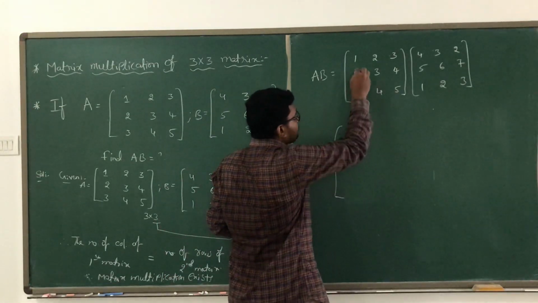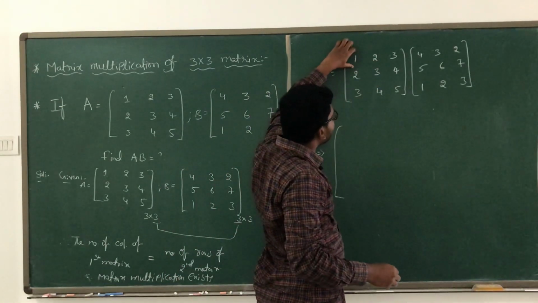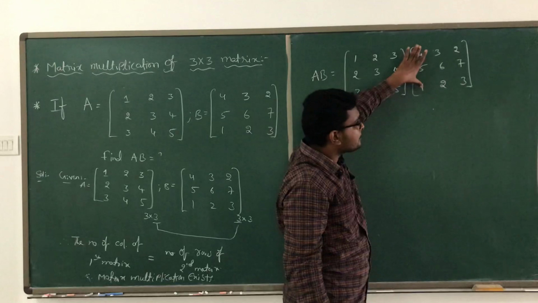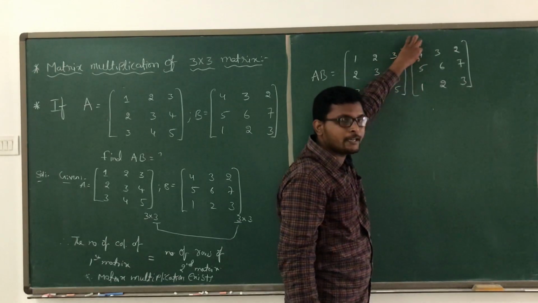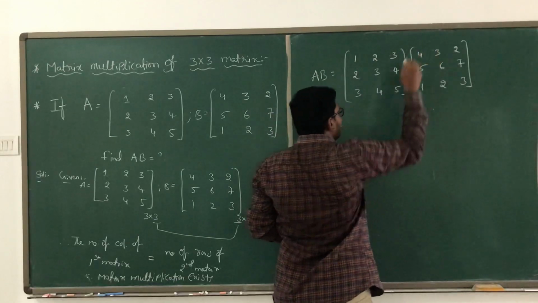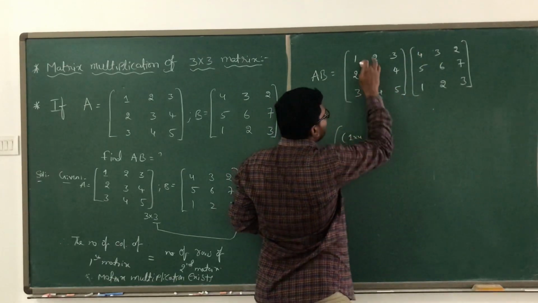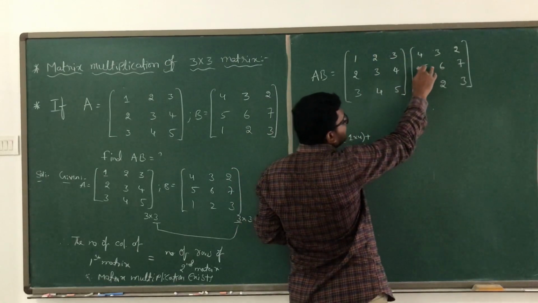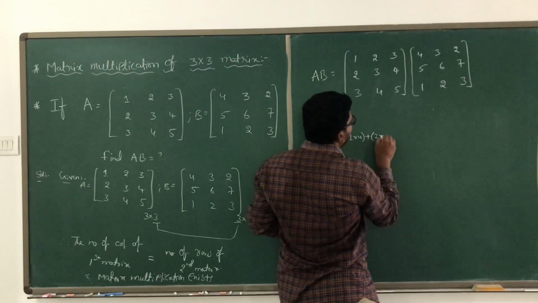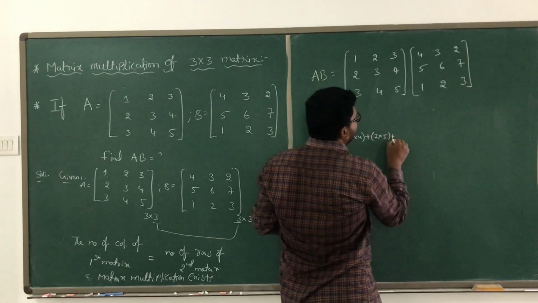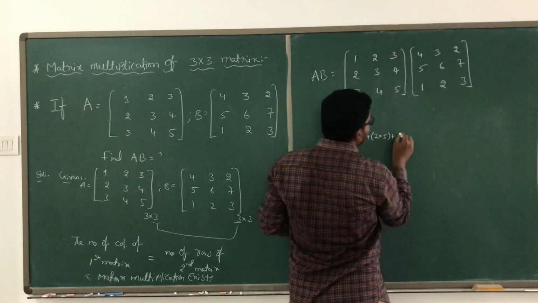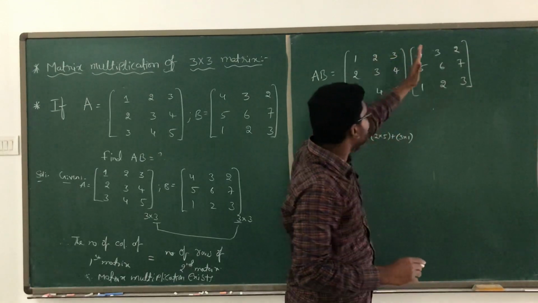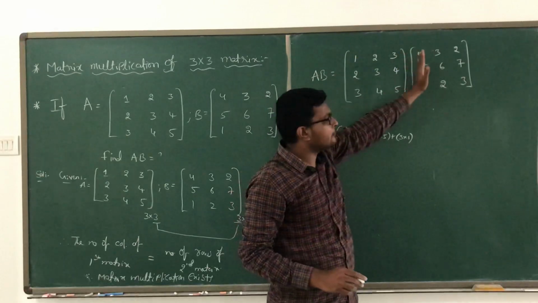Now see here, the first row, first element of the first matrix with the second matrix's first column, first element. Multiply, what are you going to get? 1 into 4. Next, plus the second element with the second element, multiply: 2 into 5. Similarly, next addition, third with the third term: 3 ones are 3. First row with the first column is completed.